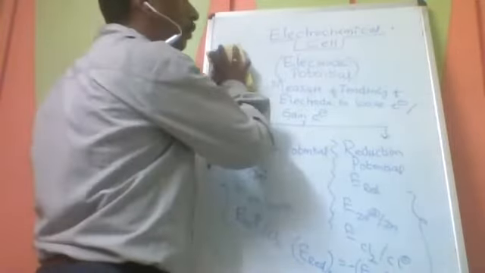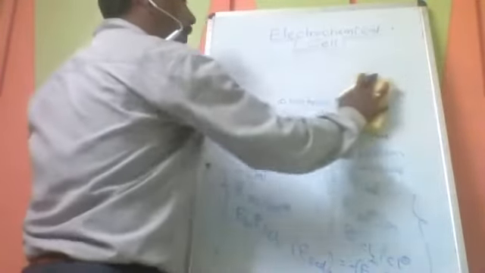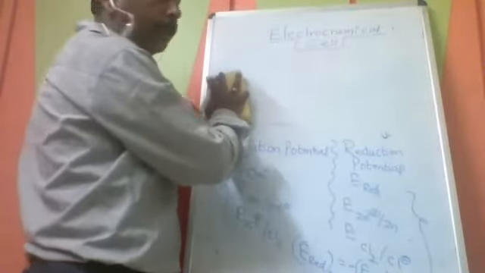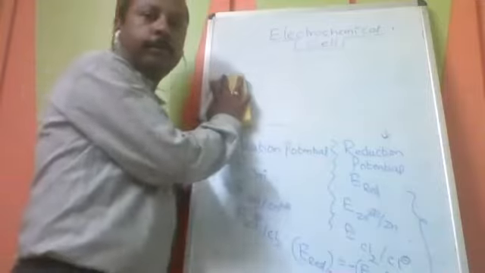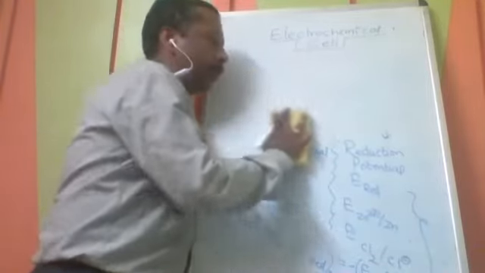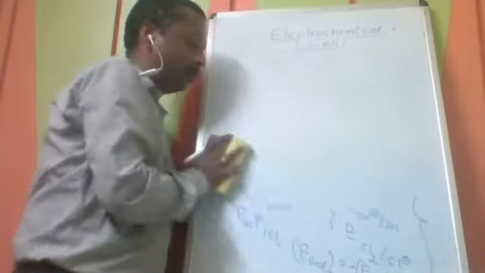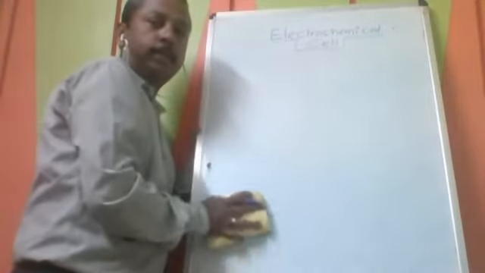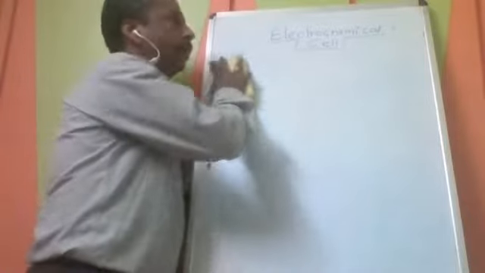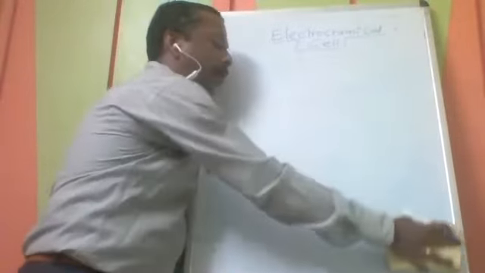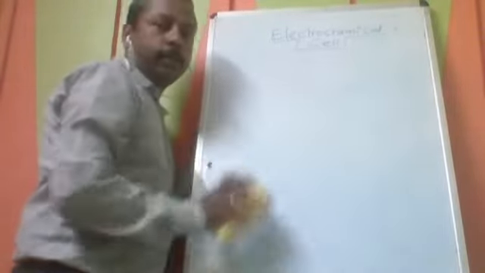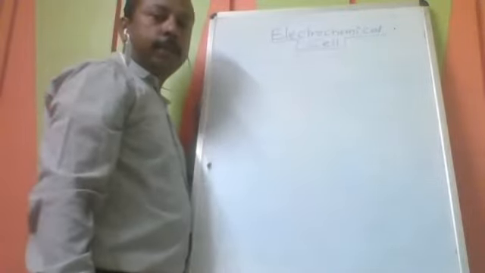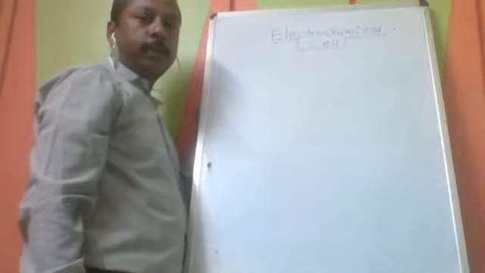This is about the electrode potential. Electrode potential is a measure of the tendency of an electrode either to lose or to gain. Lose means oxidation potential, gain means reduction potential. So lose, oxidation; gain, reduction. Both should occur simultaneously, but what does it change? It will act as anode or cathode.